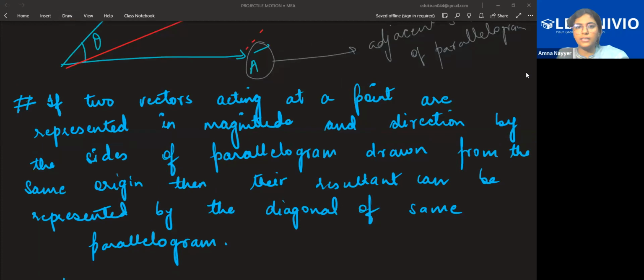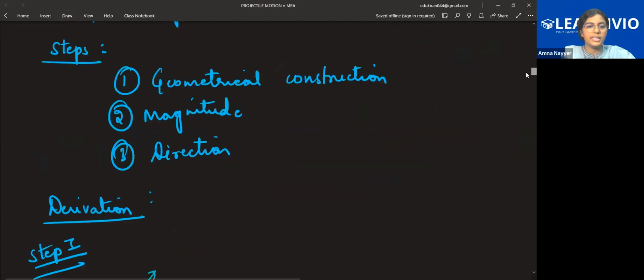Done? Others also have completed? All right. Let us start with the derivation. See, there are 3 steps. Please open up the videos.